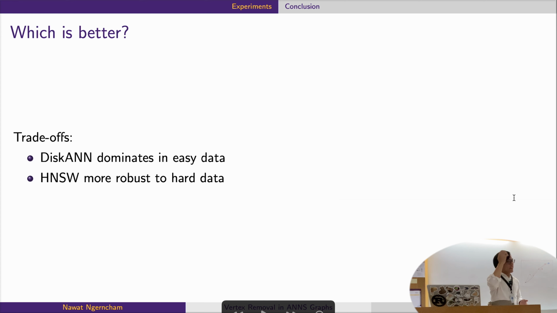So DiskANN generally dominates HNSW in easier datasets, but when your dataset becomes harder, especially with higher dimensions, HNSW seems to be more robust. And that's the conclusion that I got from my experiments.